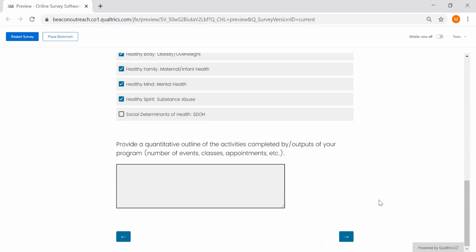For quantitative outline of activities, we'd like to understand what the outputs were related to activities rather than the number of participants served. This could be something like 12 classes were delivered, 300 counseling appointments provided, 15 webinars, 40 presentations were given, 20 schools were visited, things like that. We want to know in real numbers what you did during the year.